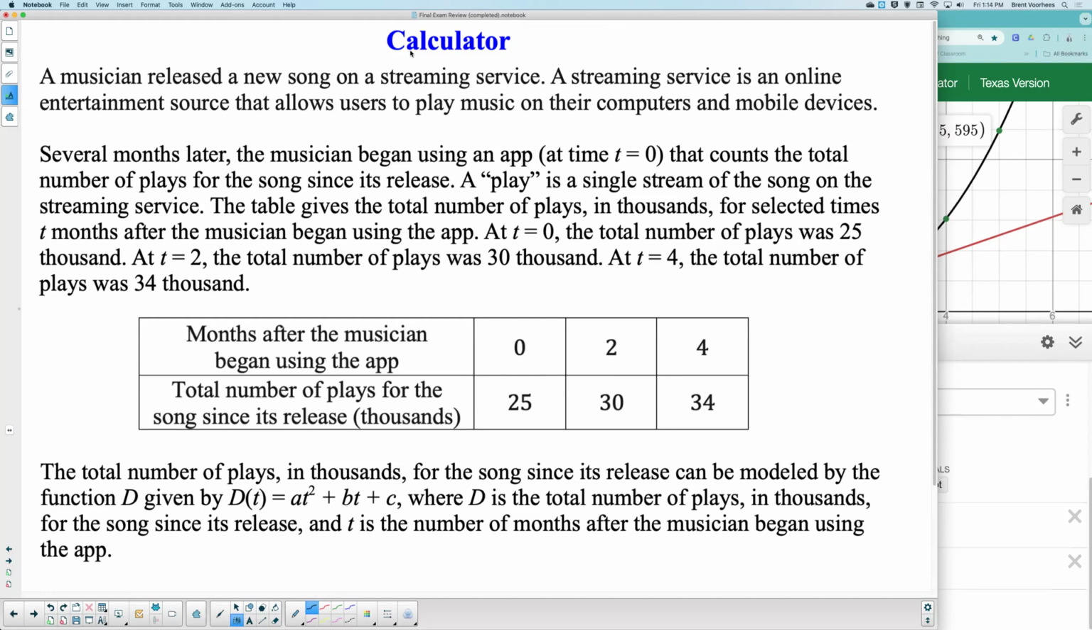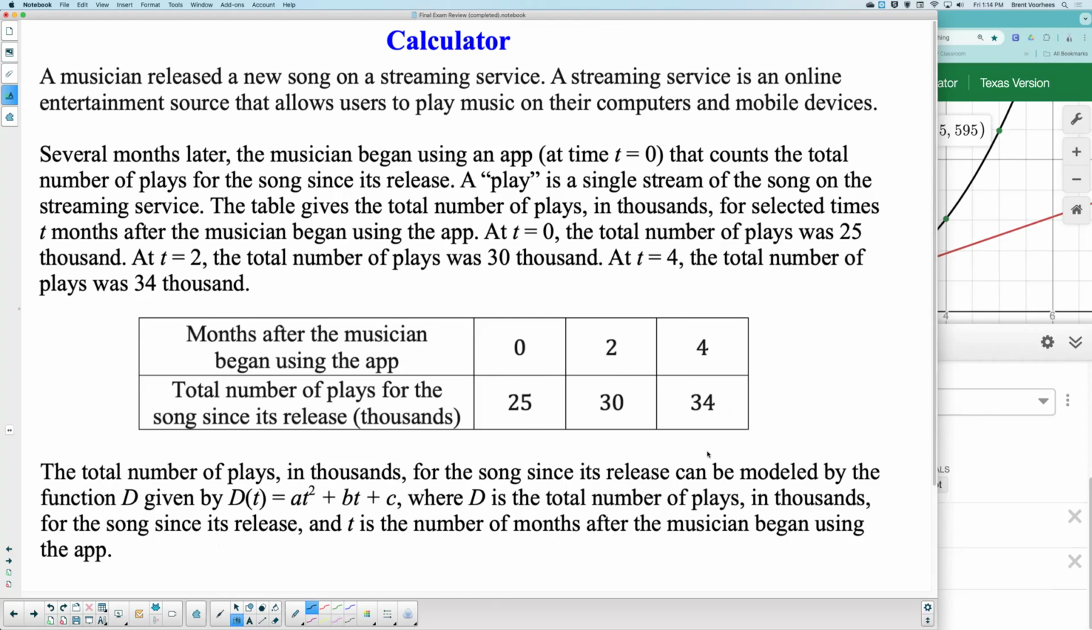The table gives the total number of plays in thousands for selected times t months after the musician began using the app. At time t equals 0, the total number of plays was 25,000. At time t equals 2, the total number of plays was 30,000. At time t equals 4, the total number of plays was 34,000, as shown here. The total number of plays in thousands for the song since its release can be modeled by function d, where d is the total number of plays in thousands for the song since its release, and t is the number of months since the musician began using the app.